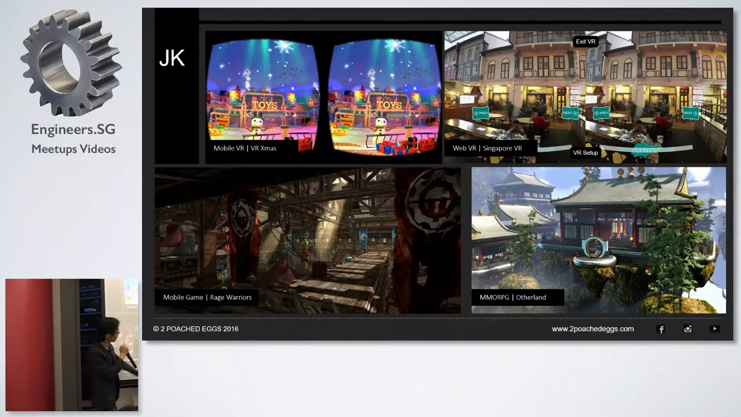Over there, we have a web VR project, which was for Singapore Tourism Board, Hotspots of Singapore, we called it. We took 360 photos of places in Singapore, and we put it up on the web. So basically, anybody with a handphone and a browser could visit this site. You can explore Singapore in a normal touchscreen mode, or you can go into VR mode and put on your Google Cardboard. I've done mobile games and PC MMO online games.